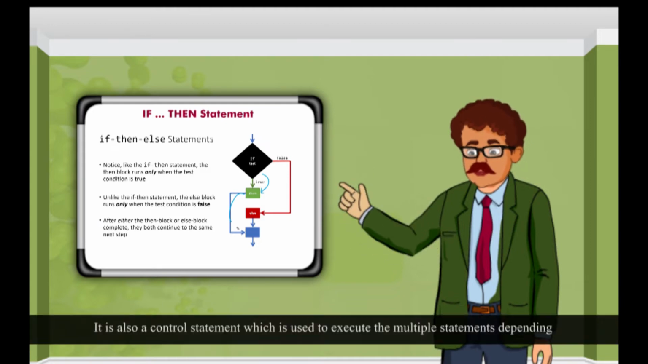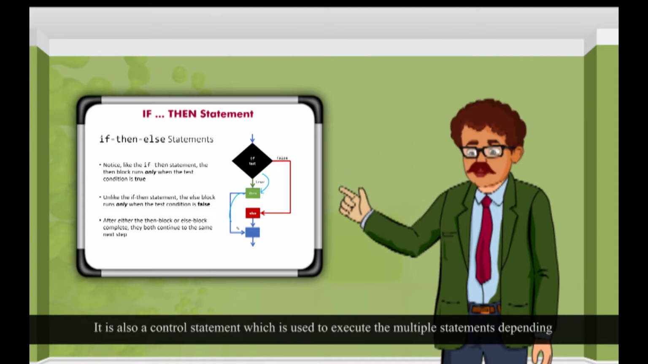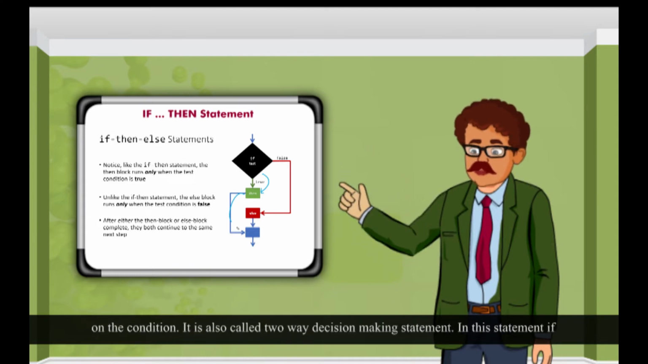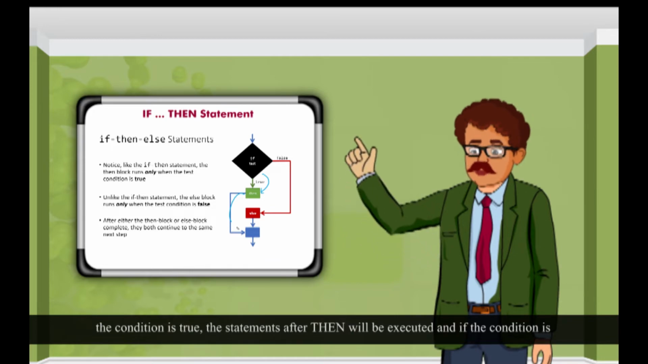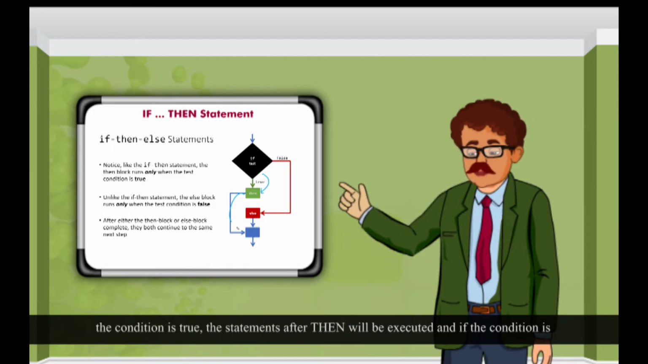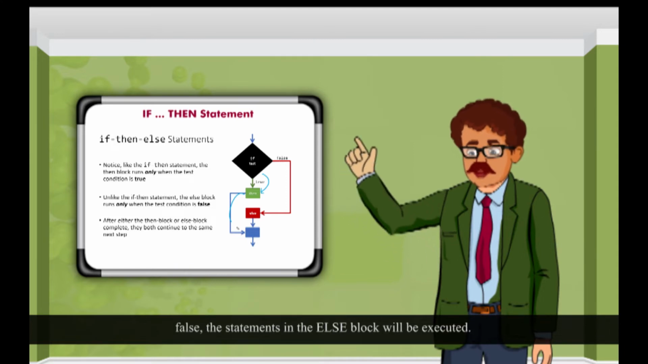If then else statement. It is also a control statement which is used to execute multiple statements depending on the condition. It is also called a two-way decision-making statement. In this statement, if the condition is true, the statements after then will be executed, and if the condition is false, the statements in the else block will be executed.